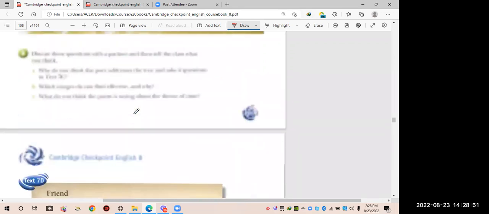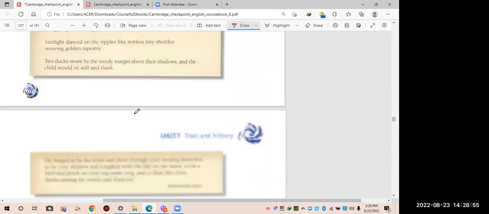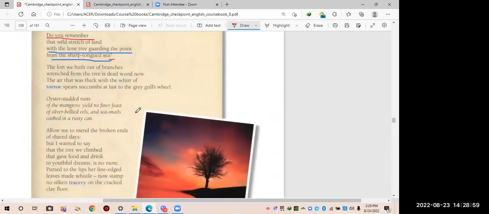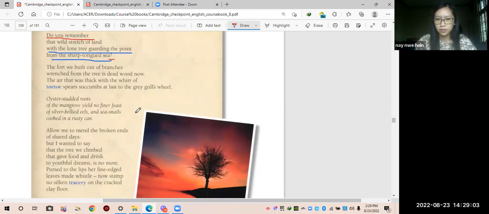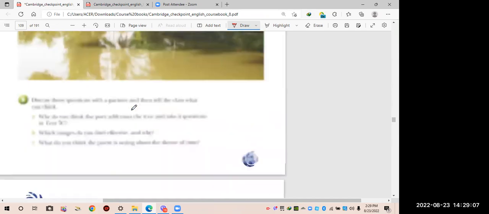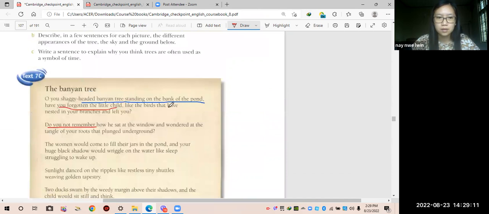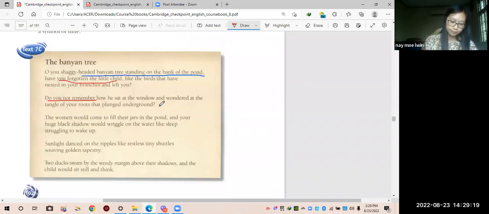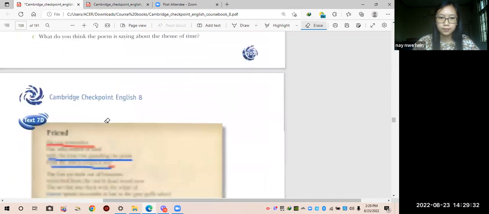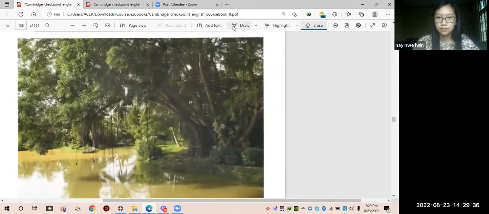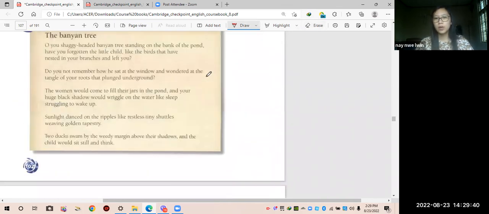Because in the first poem, there are only two lines in one stanza, and in the second poem, there are several lines in one stanza. Okay, so they are different, right? Yes, sir. Okay. So how about the others? How do you think of it? So they are quite different, right? So how about the others? Are they the same or different?